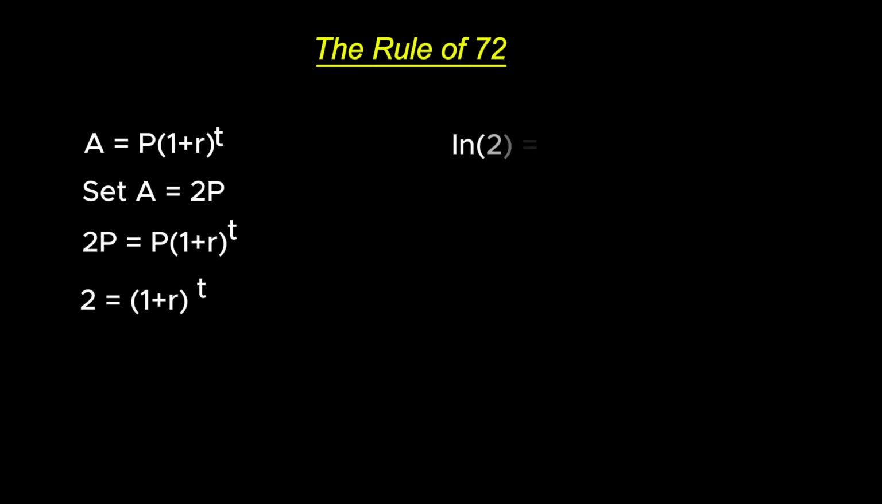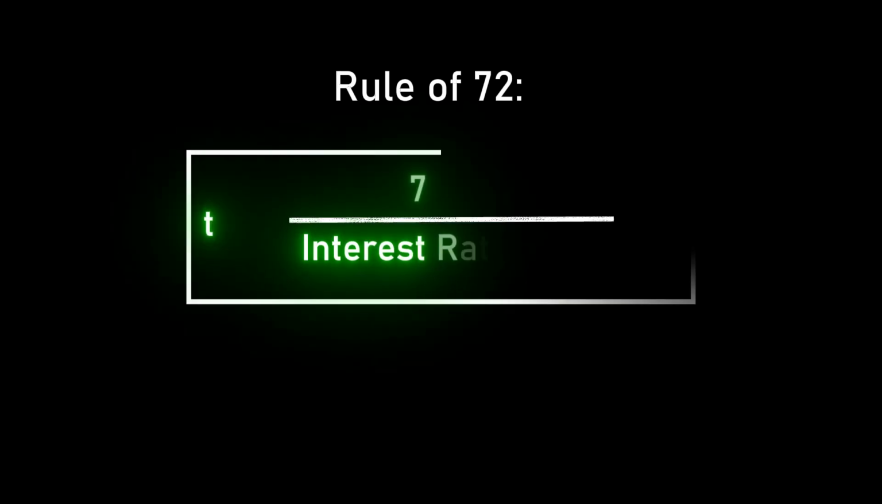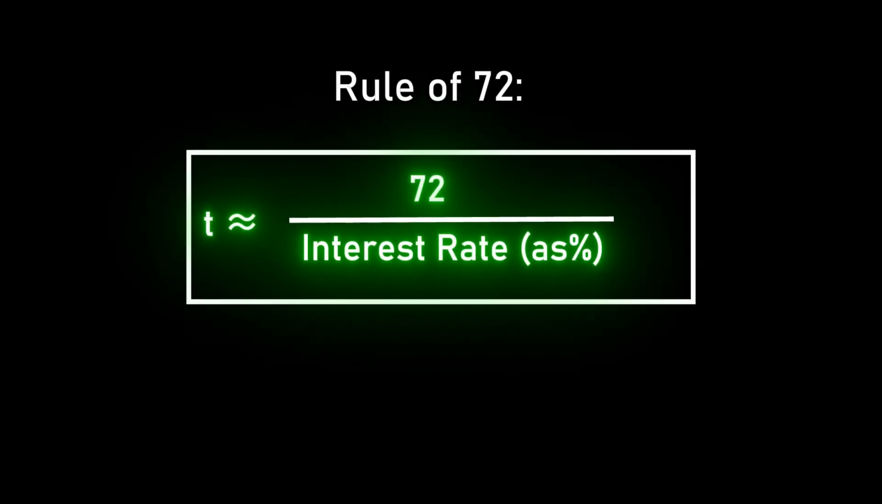To solve for T, we use natural logarithms. The exact time is the natural log of 2 divided by the natural log of 1 plus the interest rate. For small interest rates, the natural log of 1 plus R is very close to R itself. This gives us approximately 0.693 divided by R. By adjusting the numerator slightly to 72, which is a much easier number to divide by, we get a remarkably accurate mental shortcut. Now, let's look at the specific steps to apply this rule manually.